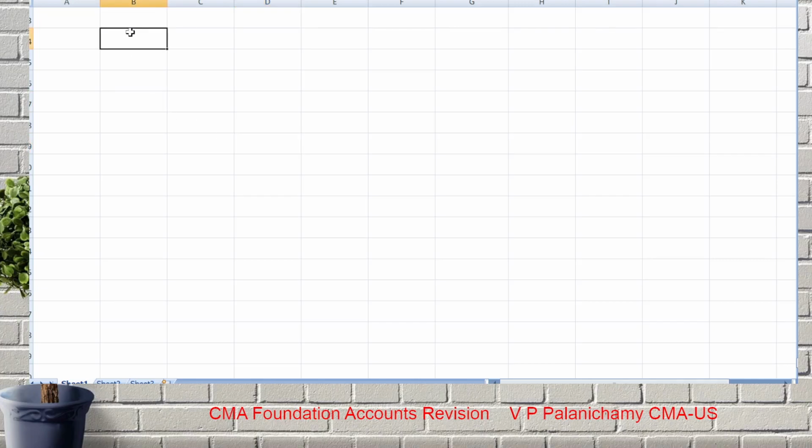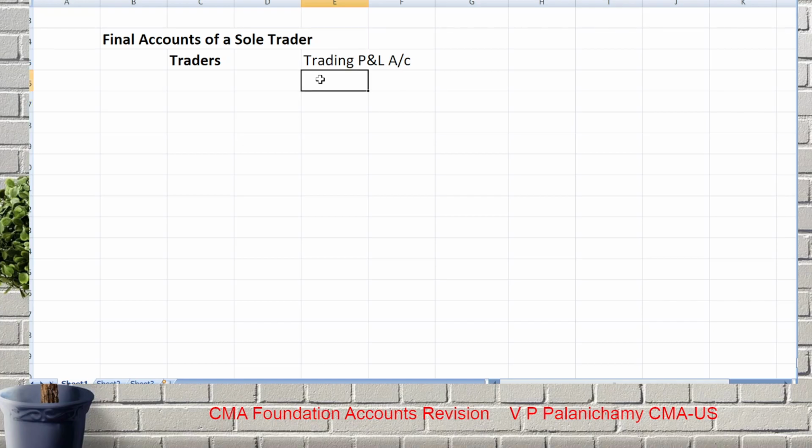We will begin with final accounts of a sole trader. First, there are two types. One is traders. Traders prepare which account? Trading profit and loss account. Then they prepare what? A balance sheet. Not required, not required.